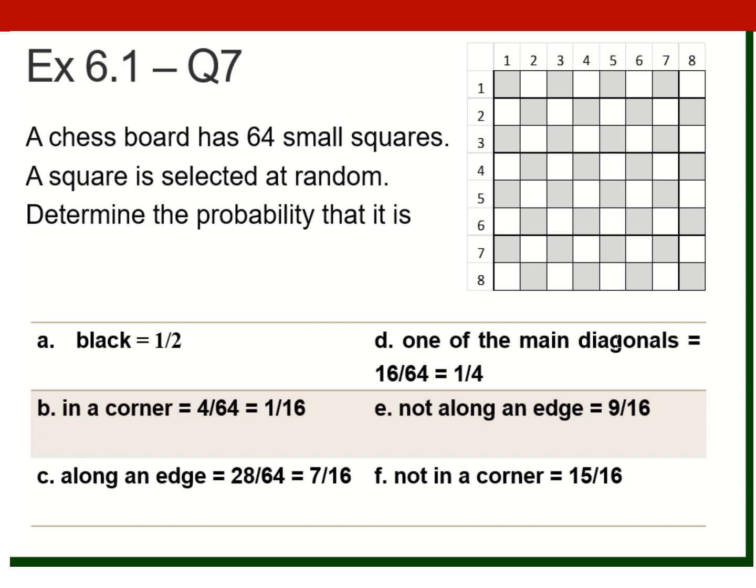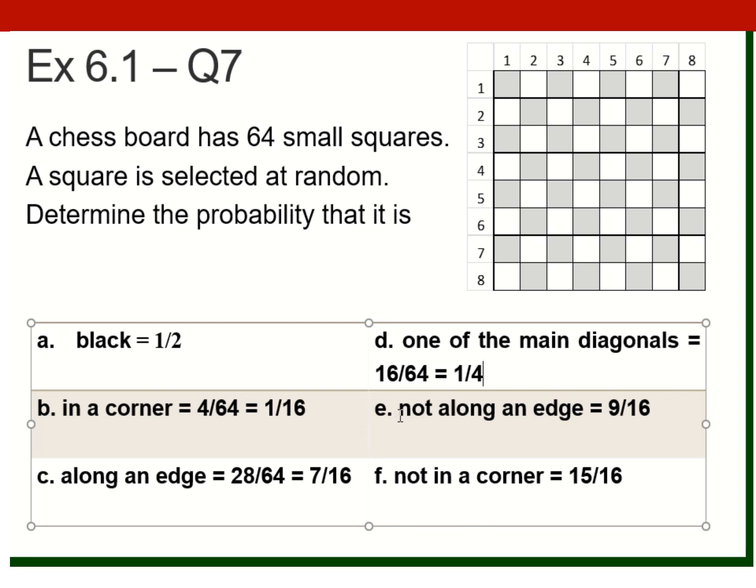On one of the main diagonals. What is a diagonal? This is a diagonal. So you count 1, 2, 3, 4, 5, 6, 7, 8. Then one more diagonal here: 1, 2, 3, 4, 5, 6, 7, 8. So 16 out of 64 on the main diagonals. You don't count all the diagonals, just the two main ones, the ones in the middle. So 16 out of 64, you get 1 out of 4.